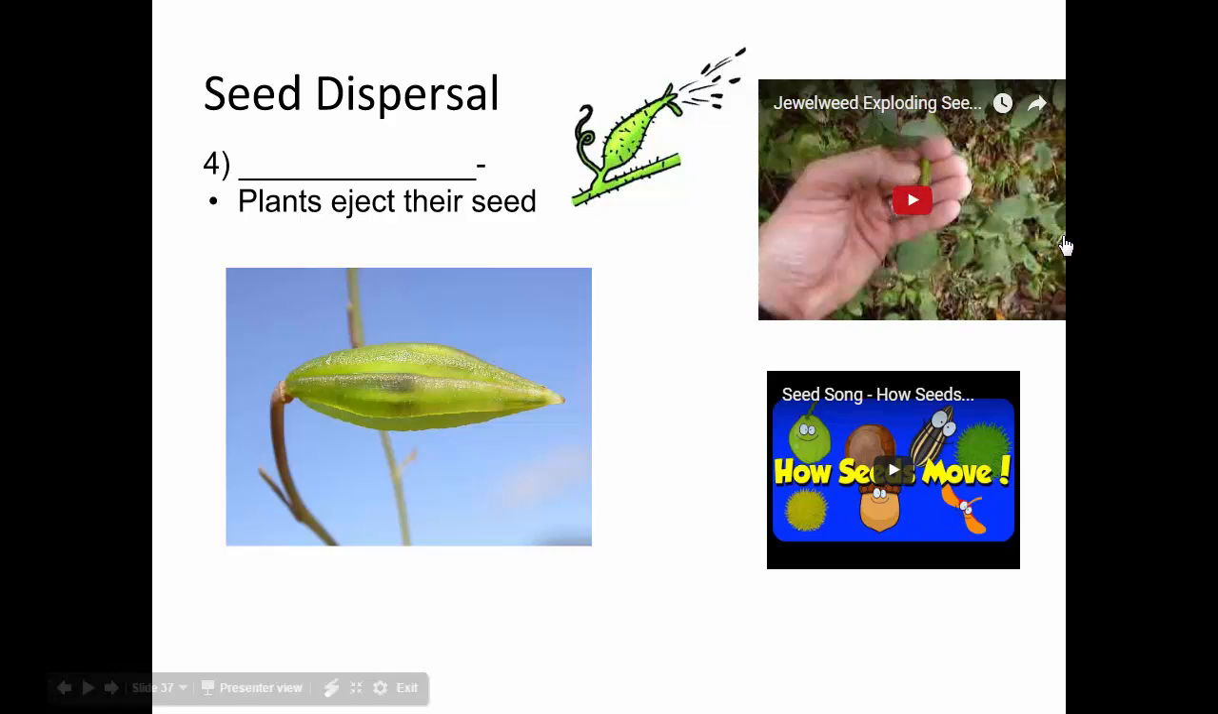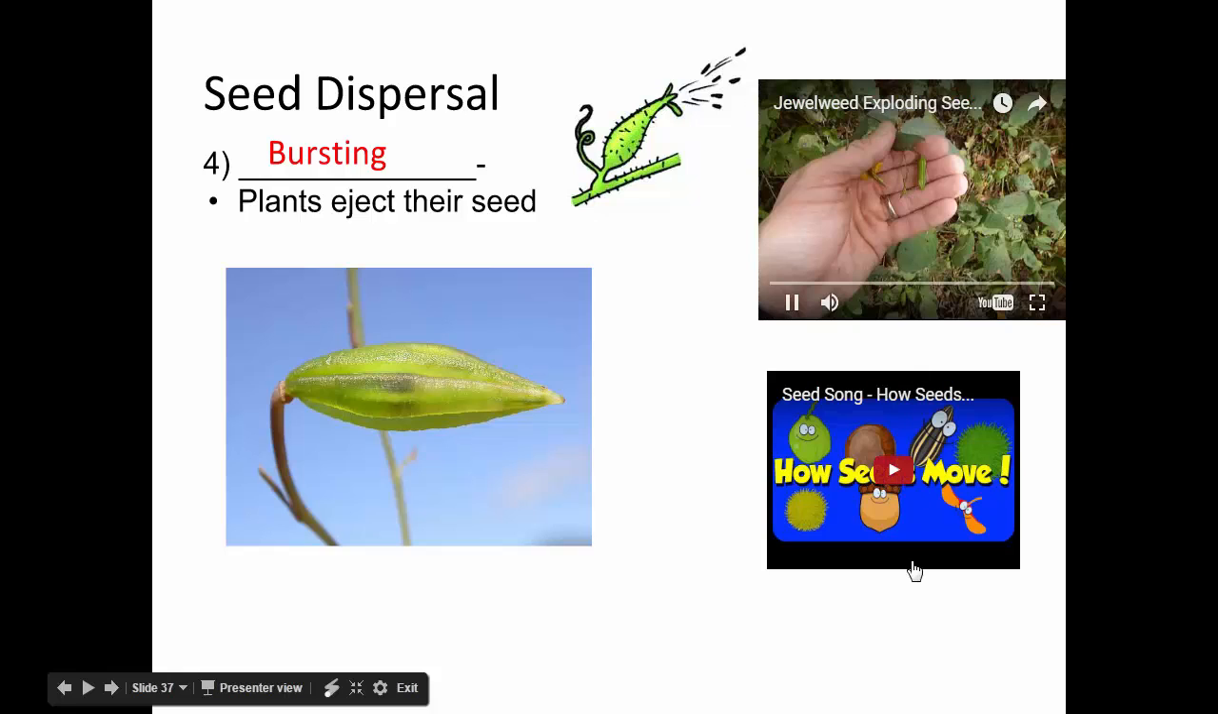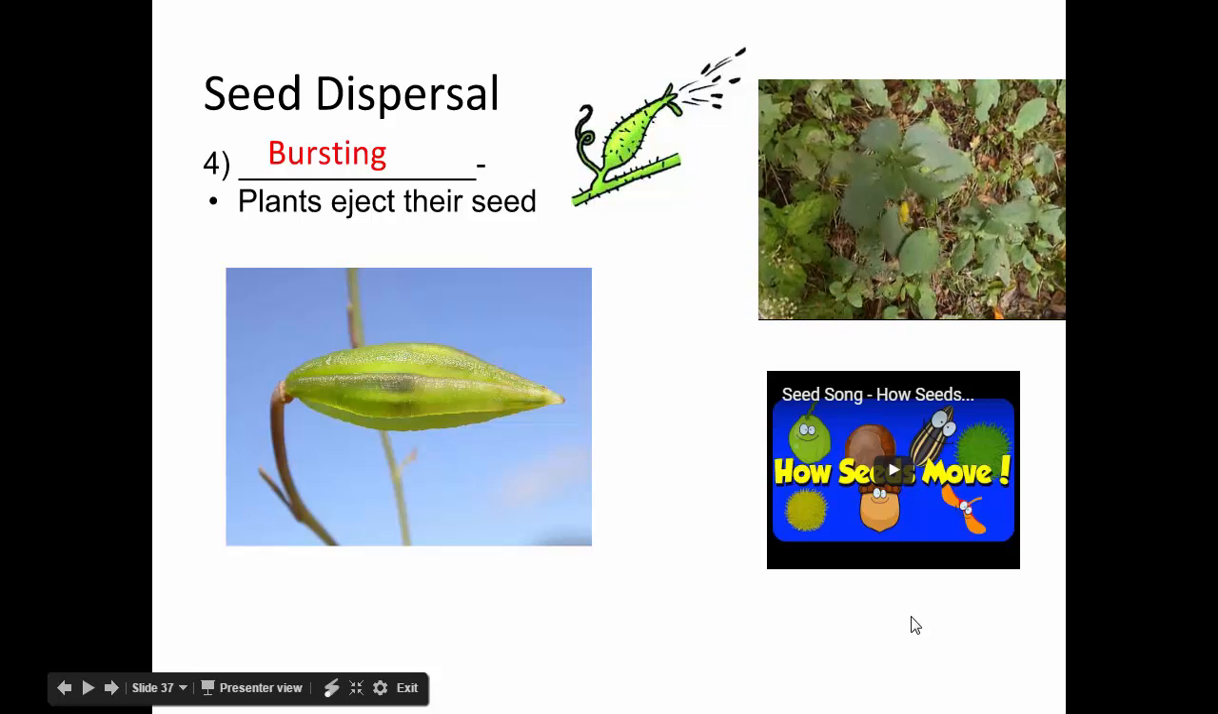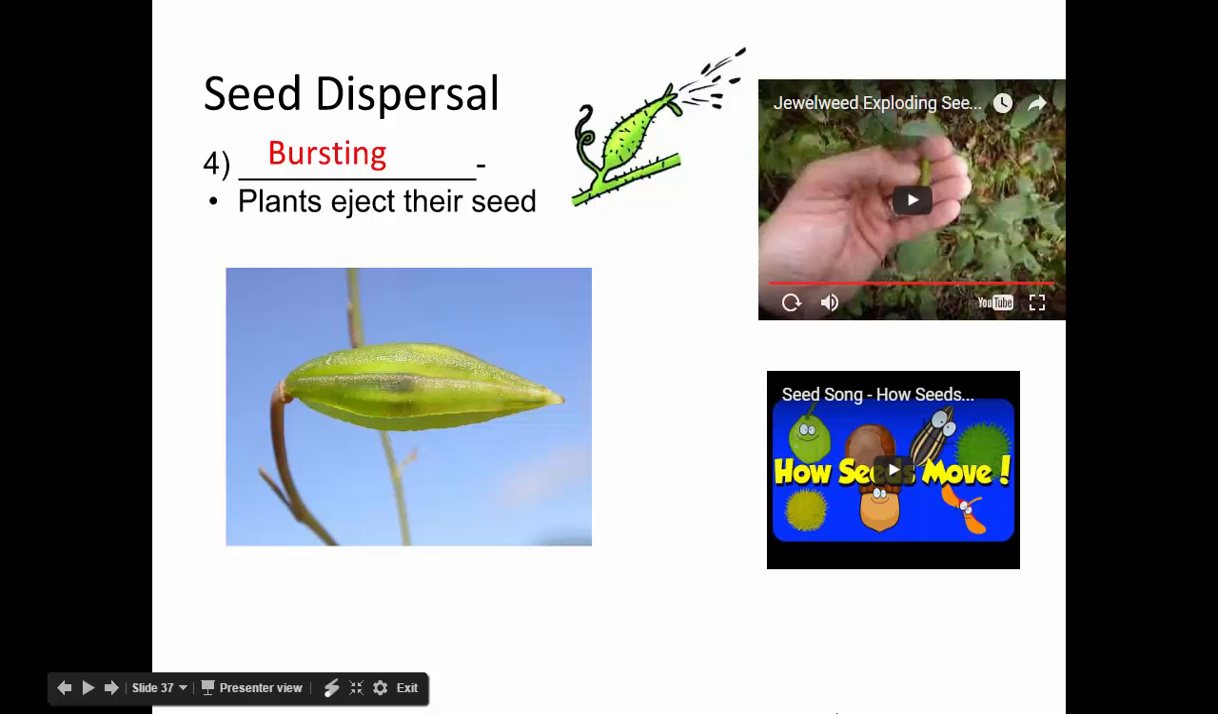Here, this video will show a little touch-me-not bursting. They grow in bushes where you find tons of them. So, all means of seed dispersal.